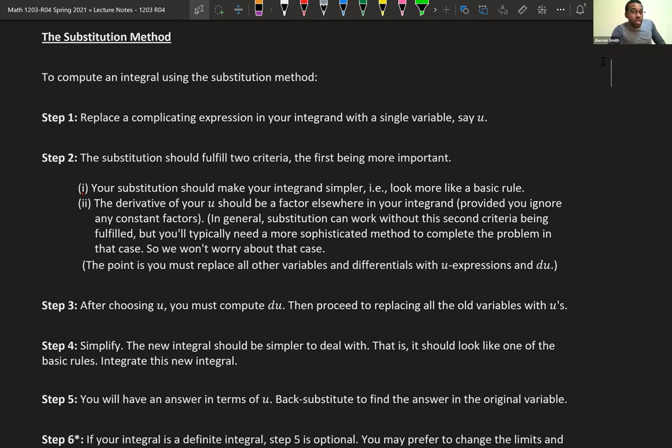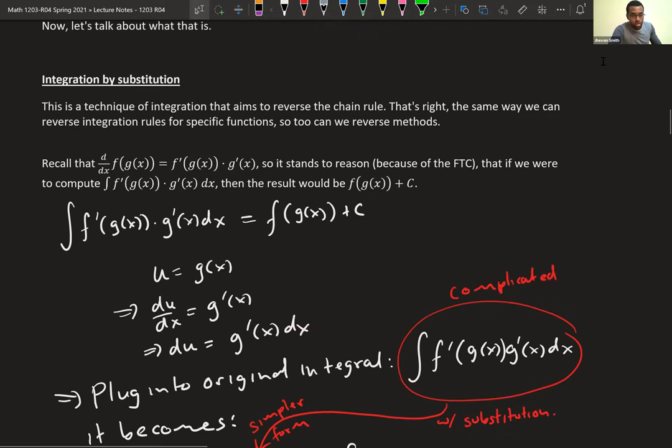Secondly, the derivative of the thing that you substitute should be present elsewhere in the integrand as a factor, right? A product. That's because you have to have that times g prime of x thing. So once you say u equals g, then your du is going to be g prime dx. You need to be able to replace that g prime. Now, if you have a non-zero constant multiplying the g prime, it doesn't matter, you can always factor it out, but the variable part of the derivative should be elsewhere in the function.